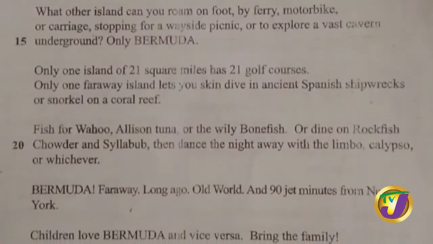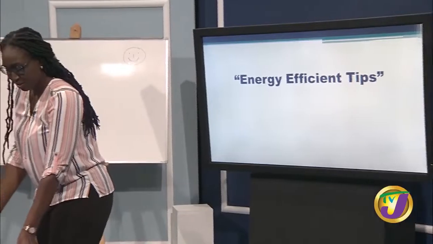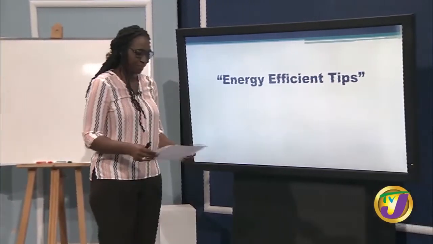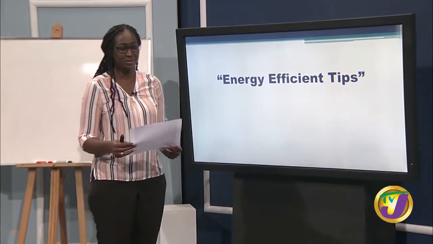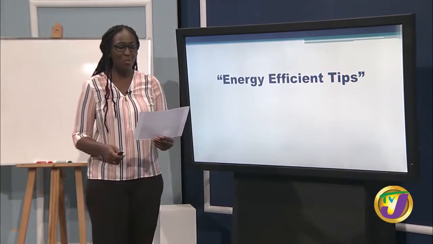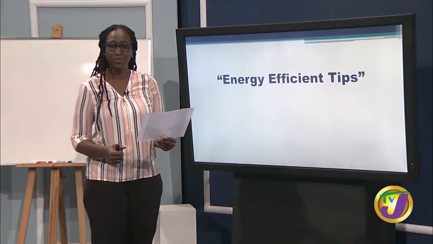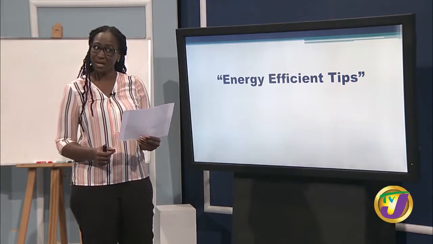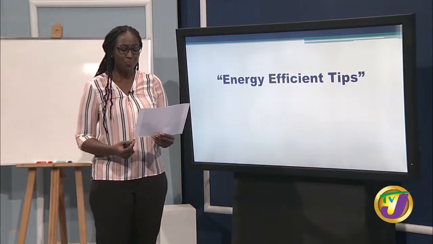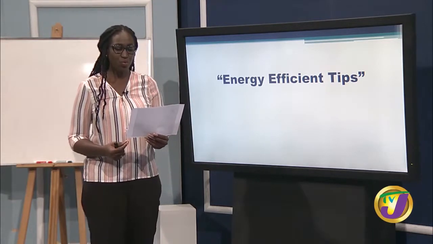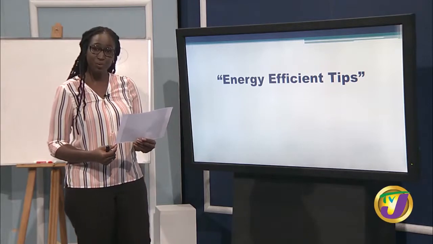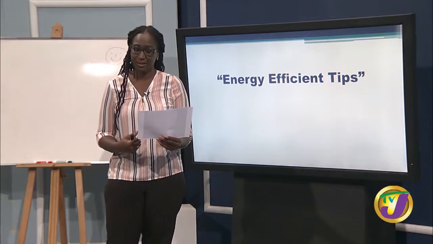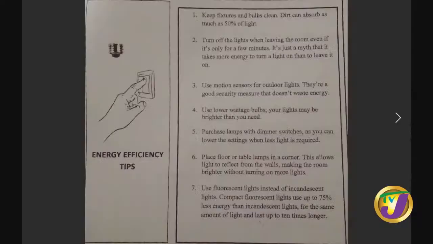All right, so now let's move on to our next piece, which is energy efficient tips. And I'm sure we can all use these. All right, so tip number one, keep fixtures and bulbs clean. Dirt can absorb as much as 50% of light. Tip number two, turn off the lights when leaving the room, even if it's only for a few minutes. It's just a myth that it takes more energy to turn on a light than to leave it on.